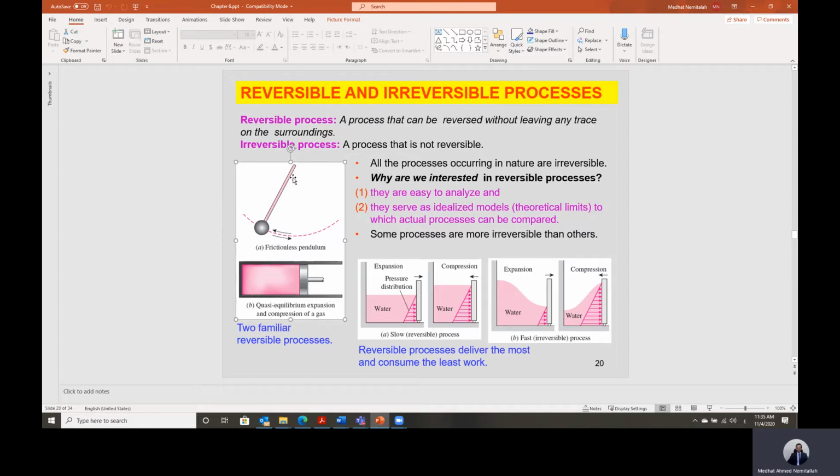We cannot have a frictionless pendulum. Friction is always there, okay? But this is an assumption. Also, like the process which we have defined earlier in chapter 1, which is called the quasi-static process, quasi-static expansion.